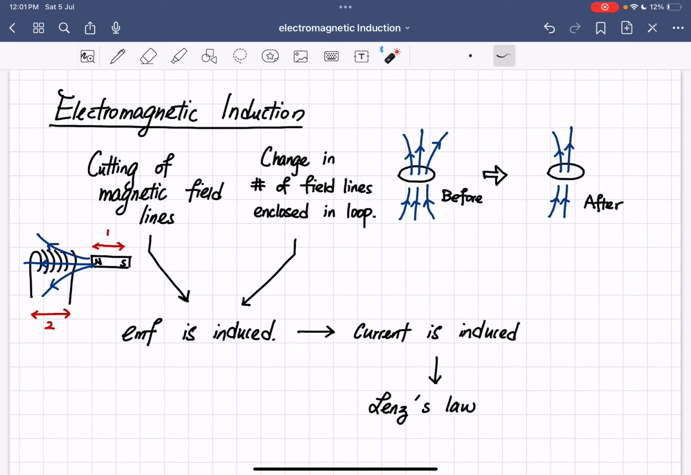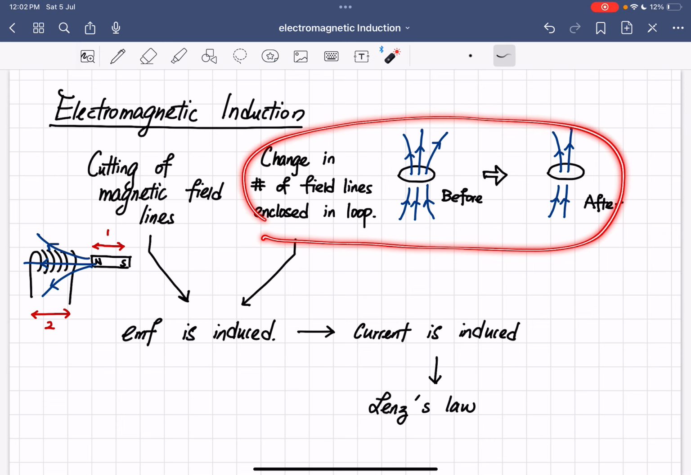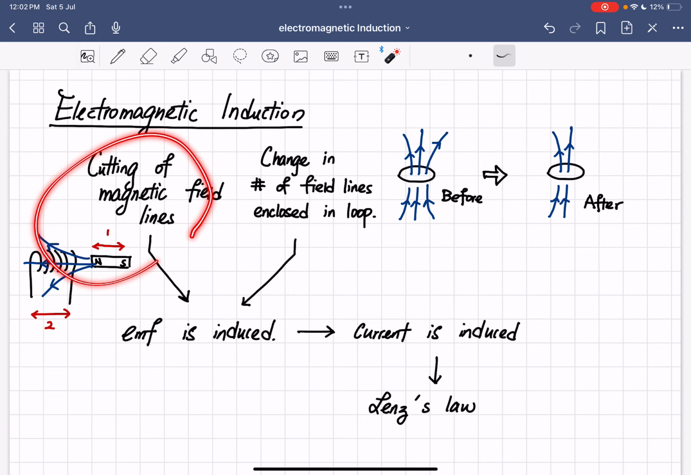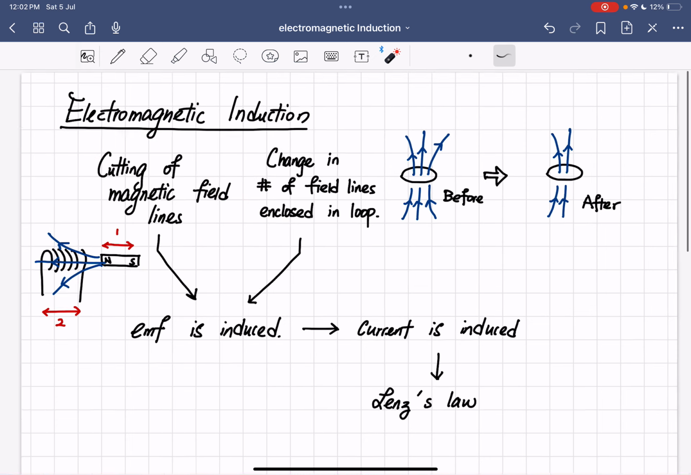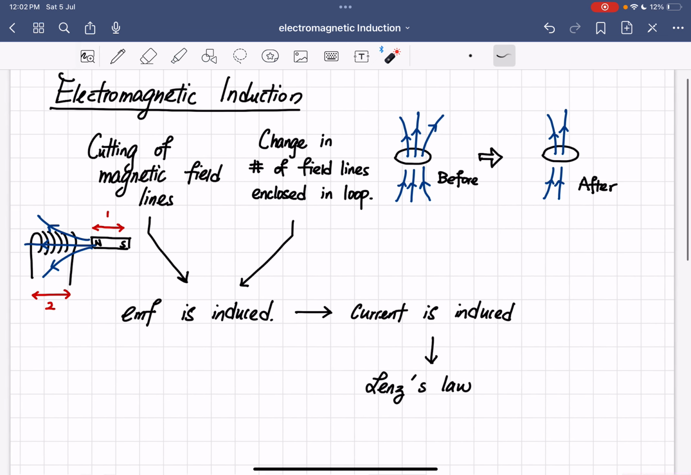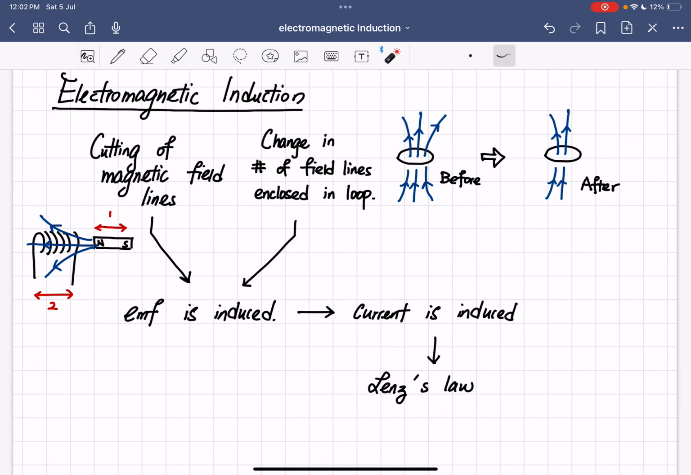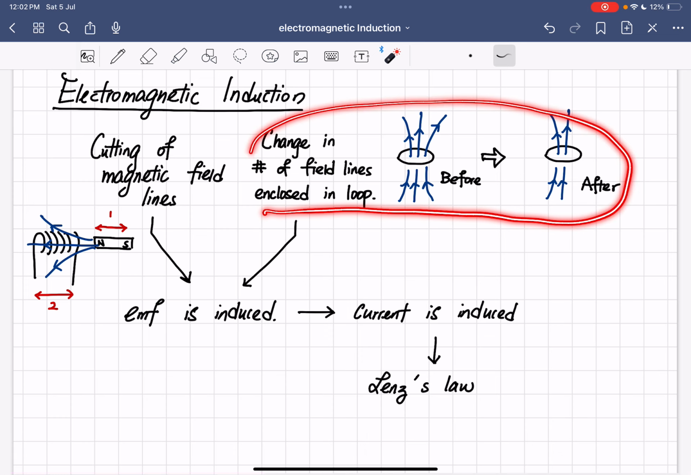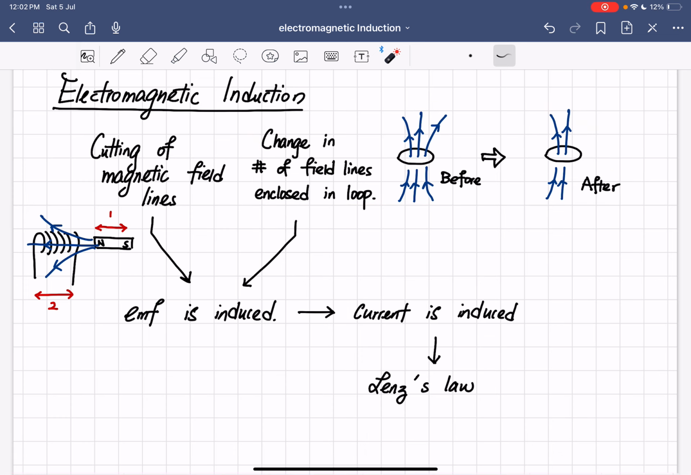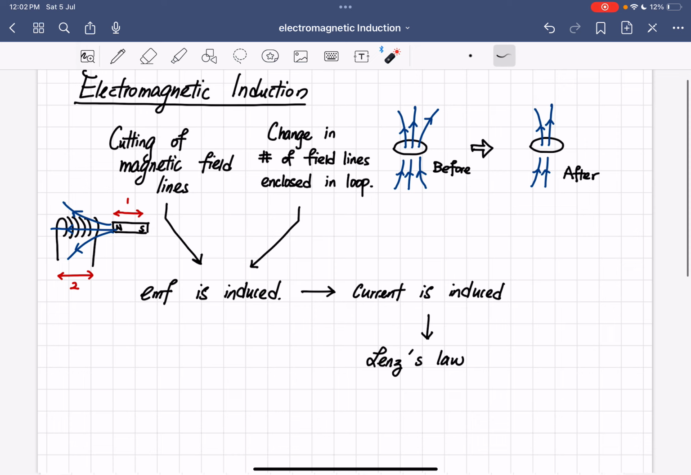The textbook, and I also suggest students, be aware of these two, because sometimes it's not that easy to visualize the situation using this point of view. Cutting of magnetic field lines is an easier way, but mathematically, the expression we're going to talk about next is more related to this part. Okay, so this is essentially what we have discussed in the lesson. It can already apply to many different cases.